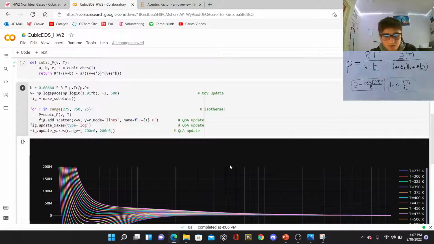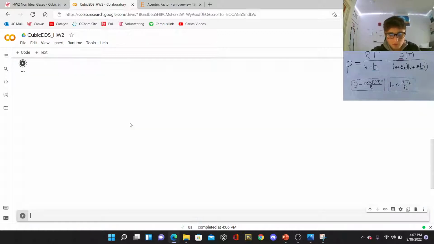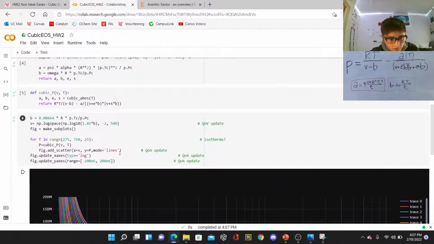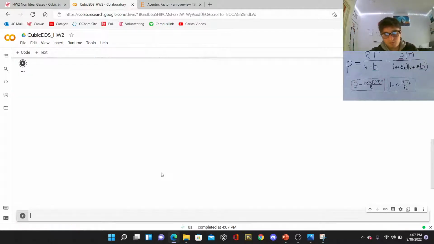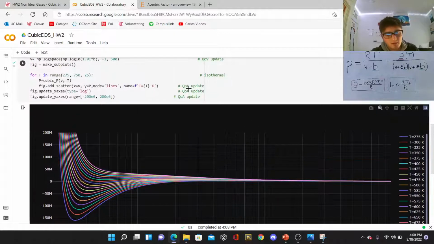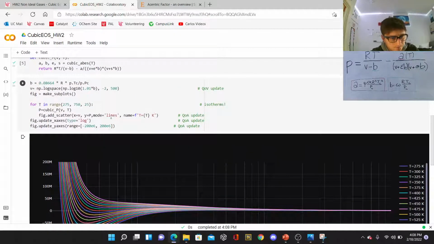That gives us this. If we didn't have that, it would just be, I forget exactly what it says. Give me a second. I think it says, yeah, trace 0. That's lame. So what we're going to do instead is, again, fix that up. Quality of appearance update. It makes it look a lot cleaner than what it said before.